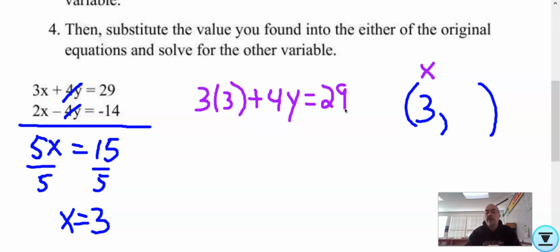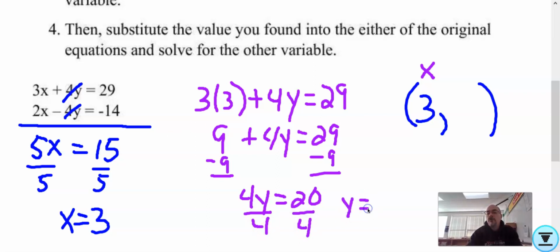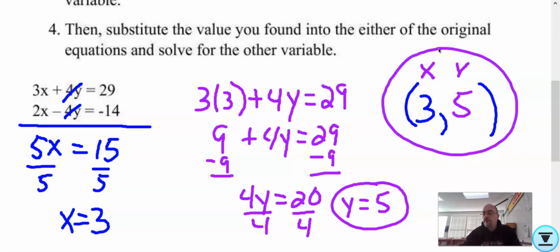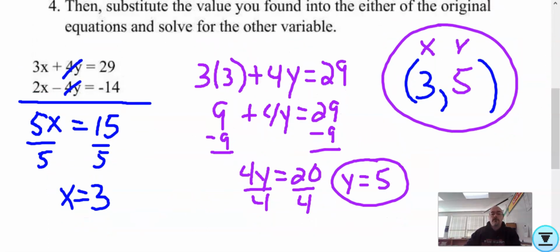Then I'm going to solve for y because I need to know what its partner is. I plugged it in and now it's just algebra, folks. So I'm just going to go ahead and solve it. And I find out that y is 5. And that, ladies and gentlemen, is my answer. Not too bad. Let's go do another one.